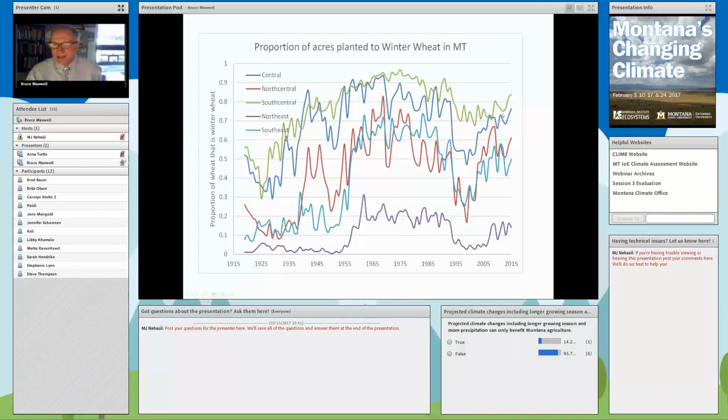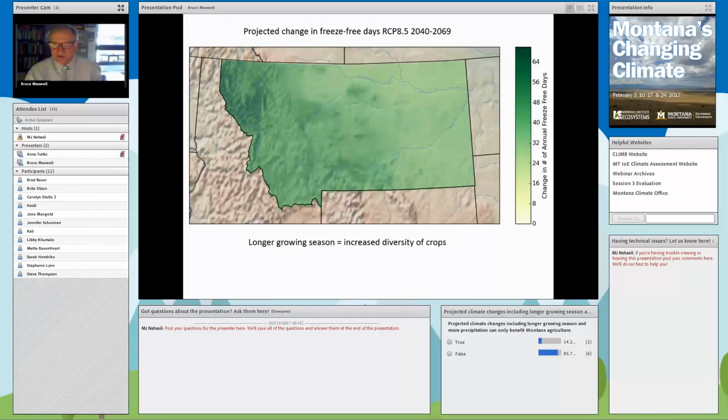Projected changes in freeze-free days, again, using the projections with the 850 parts per million to mid-century. And the greener the map of Montana is here, the more the change in annual frost-free days. And we're seeing that definitely in the western part of the state, looks like good news. We'll have longer growing seasons. So that should increase the diversity of crops that we can grow, species that we haven't been able to grow previously. We could look to places like Utah to see what they can grow, and those are probably going to be accessible to us, or species that could be.